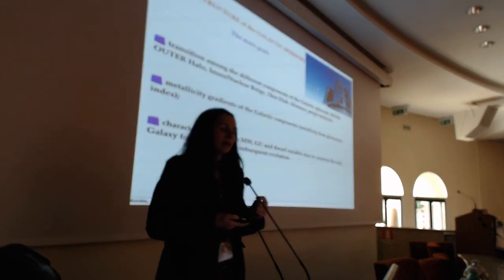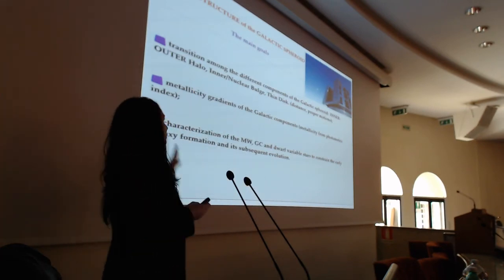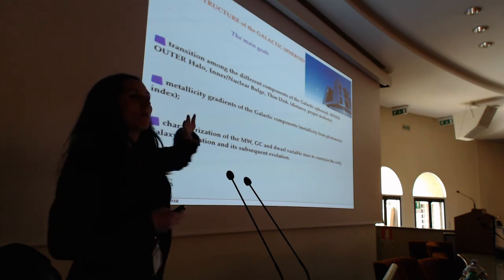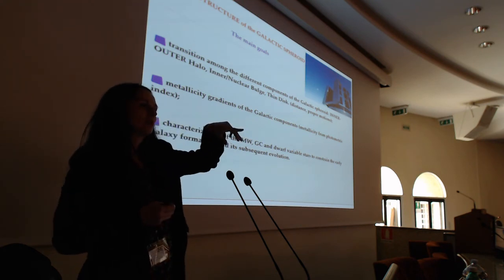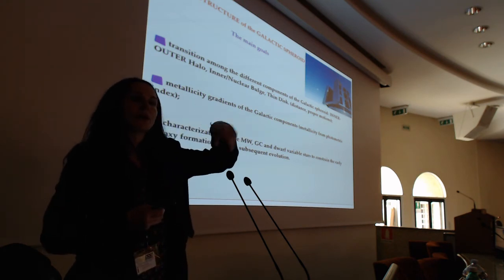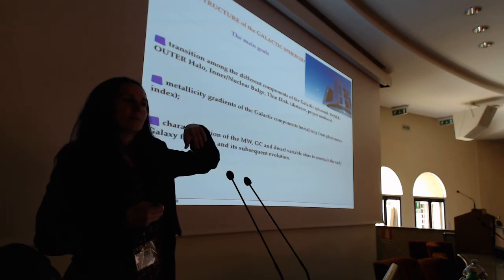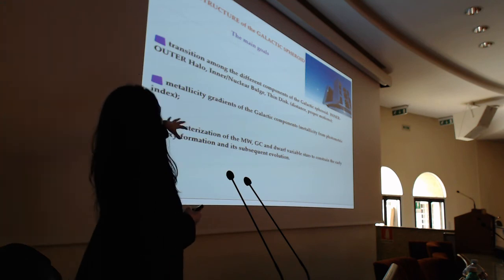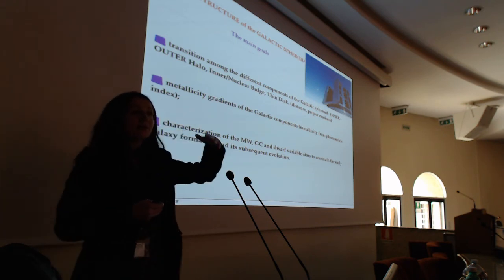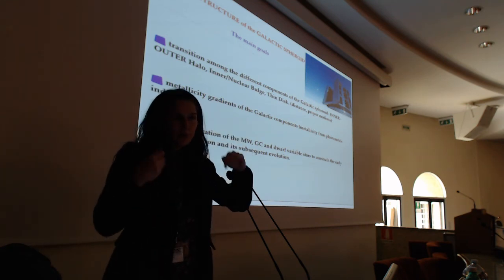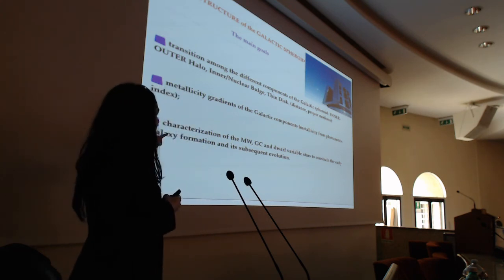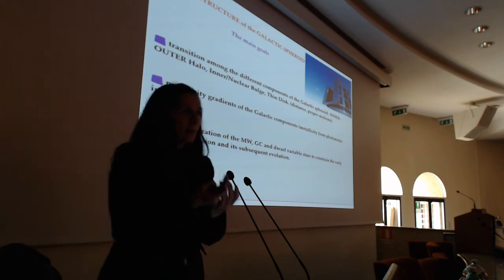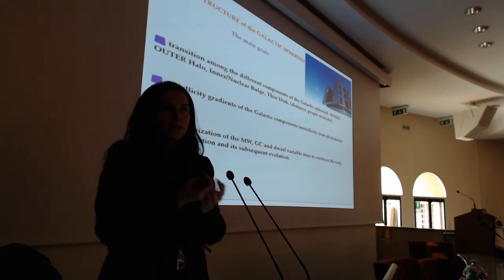In particular, the main goals of our project are these three: to study the different components and the transition between the different components of our own galaxy, so halo, inner and outer halo, thin disk, and the inner nuclear bulge. Then provide the metallicity gradient that is connected with the evolution of our own galaxy, and the characterization of the early phase of galaxy evolution using, for example, stellar population tracers such as rare stars, as I showed you before.